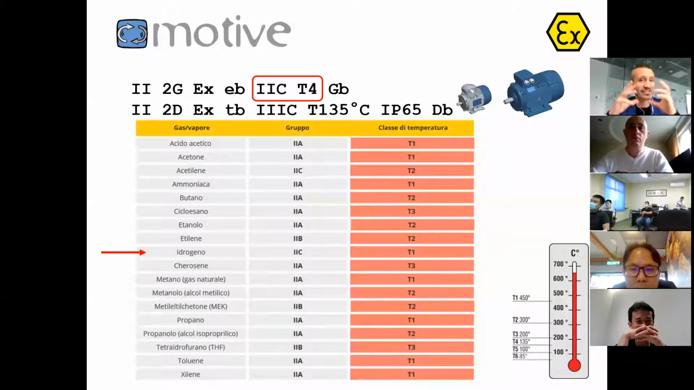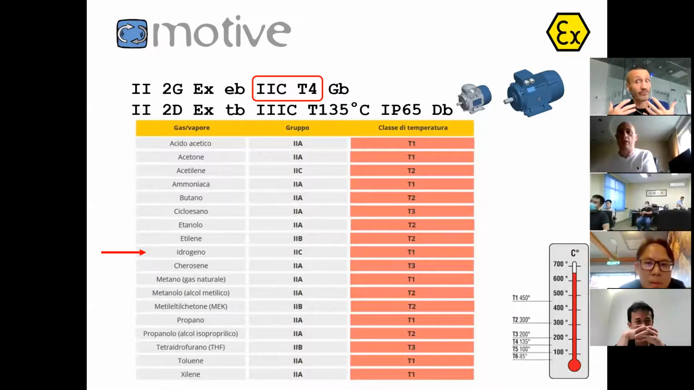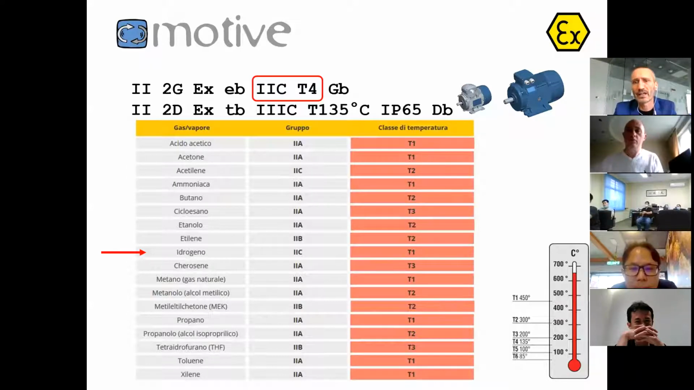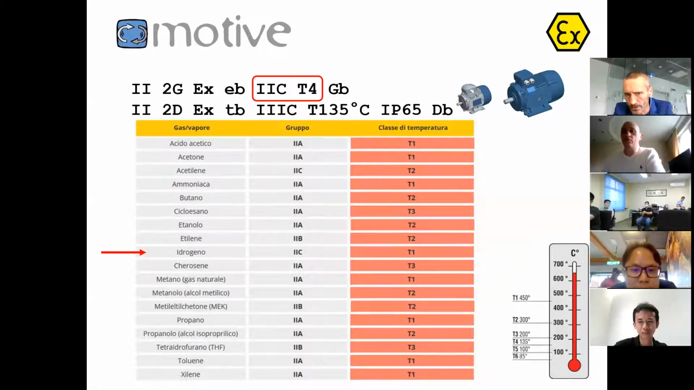Otherwise, why did these physicians who made the norms invent also T5 and T6, which are 100 degrees and 85 degrees? If a gas exists, and I don't know which one, which is igniting at a temperature of 100 degrees or 85 degrees, then you need a motor which is not like ours. It should be with a rating which is T5 or T6, okay? But all of this, T1, T2, T3, up to T4, are all suitable for our motors, okay?